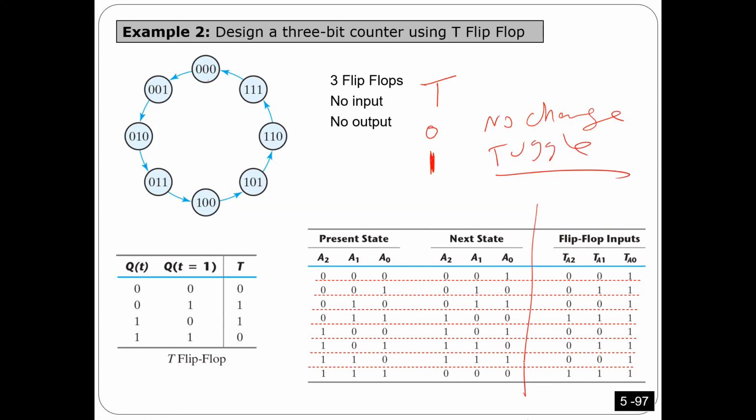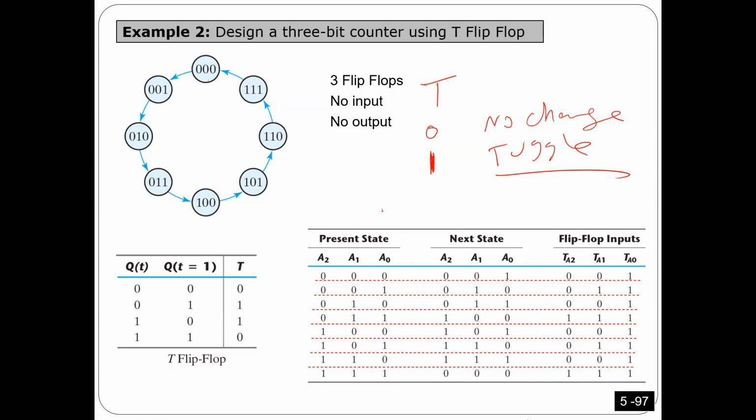Now, after you have the current state and next state, I can get the inputs of the flip-flops. What inputs should be there? Let's see how I can make it. Remember, every one of these is a flip-flop. Let's start with any one of them. I'm teaching now: after you have the present and next state, how can you fill up this part?